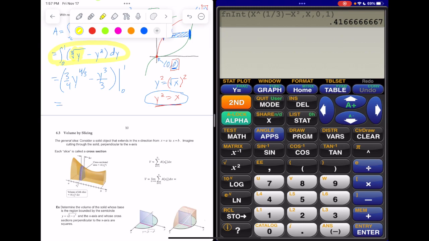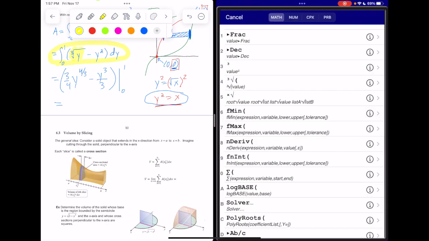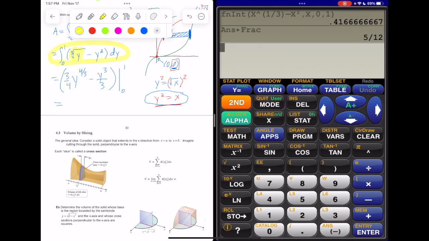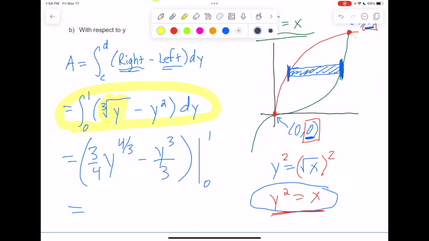And let's see if the convert to fraction will be kinder to us this time. Yes, 5/12. All right, so there's our answer that we expected. And we did it with the different technique, got some more practice with the horizontal rectangles.